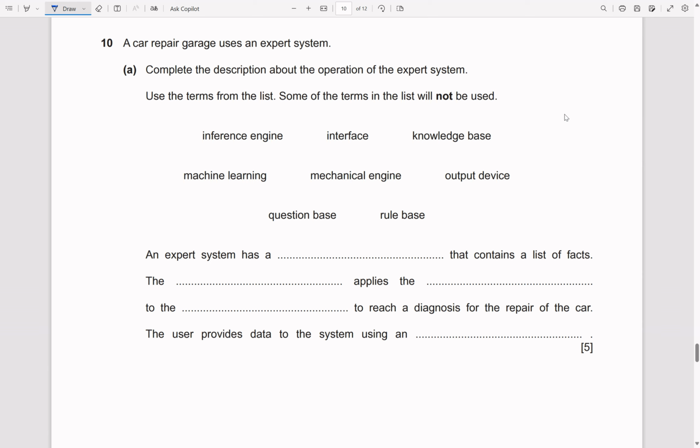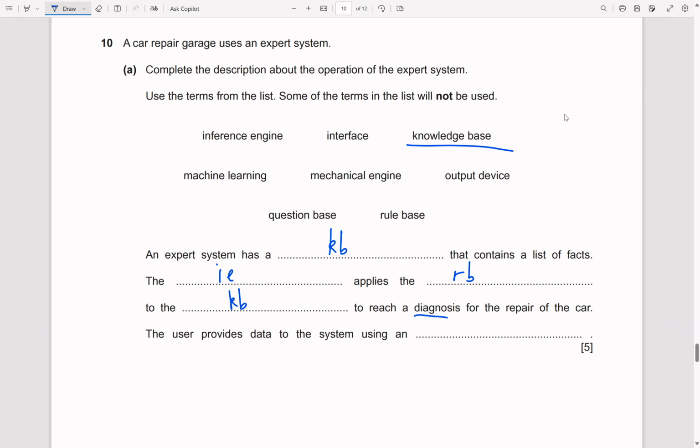Right, an expert system has a something that contains a list of facts. So the list of facts, that was just going to be the knowledge base, which is going to be this one here. The something applies the something to the something to reach a diagnosis for the repair of the car. So remember, the inference engine, let's just go IE, this is the one that's using the knowledge base and the rules base in order to arrive at the conclusion, the diagnosis. So again, that's going to apply the rule base to the knowledge base.